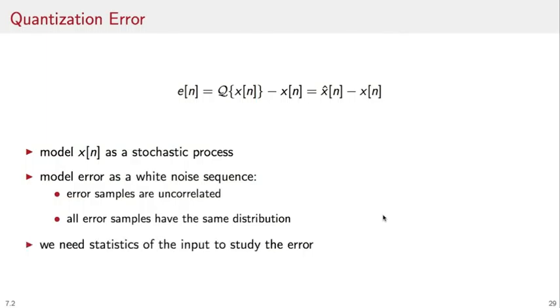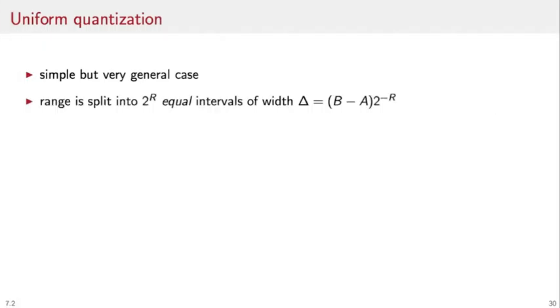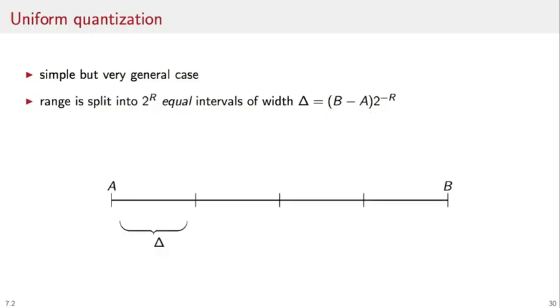These are rather drastic assumptions, but as a first approximation, they will give us a good feeling for the effects of a quantizer. In order to proceed further, we need a statistical description of the input samples. Let's also make some assumptions on the internal structure of the quantizer, and let's consider the simple but very common case of uniform quantization. The range, in this case, is split into 2^R equal intervals, with delta, which is equal to (B minus A), the range of the input samples, divided by 2^R, the number of levels afforded by a rate of R bits per sample. So in the case of R equal to 2, as before, the range would be split into 4 equal width intervals.